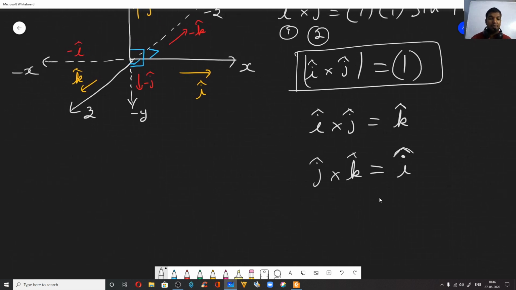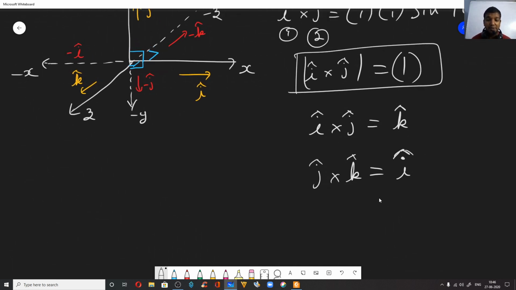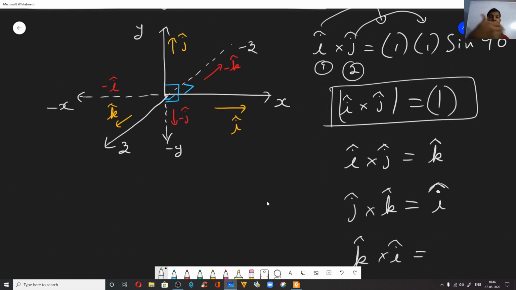All right. Now the next one after i cross j and j cross k: when you do k cross i, what do we get? Easy. k cross i, you are getting j cap again.